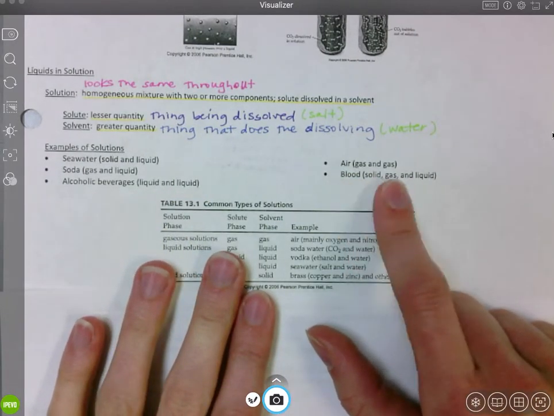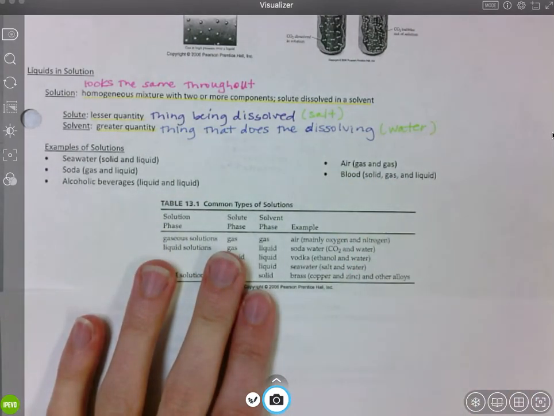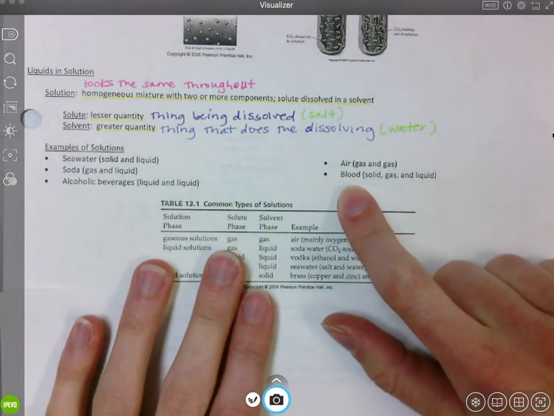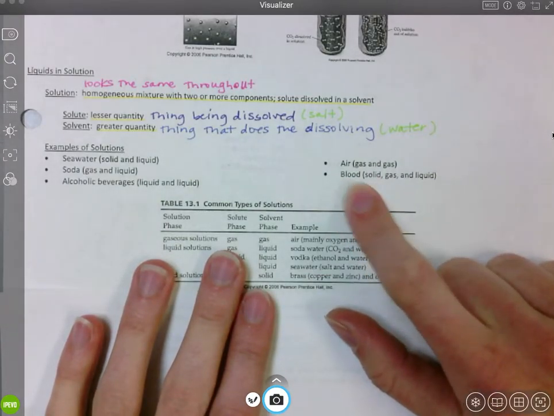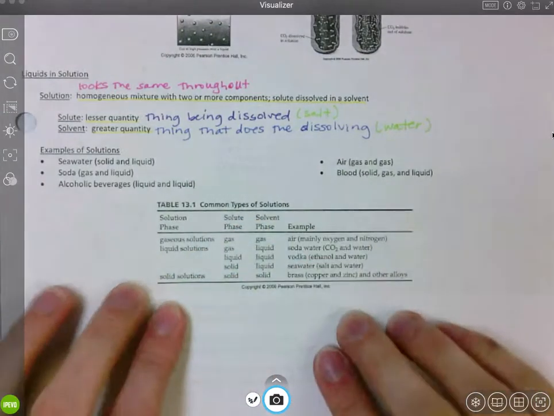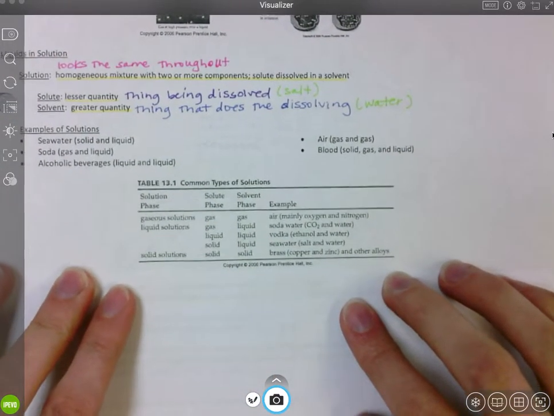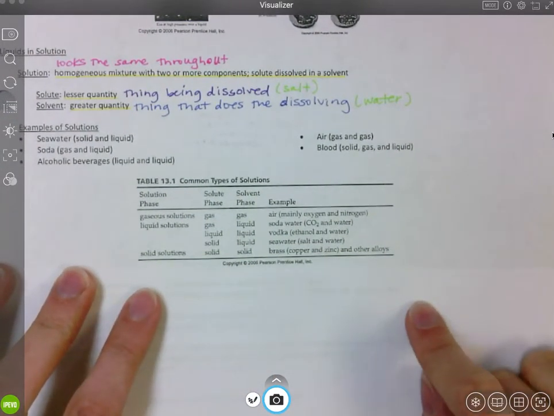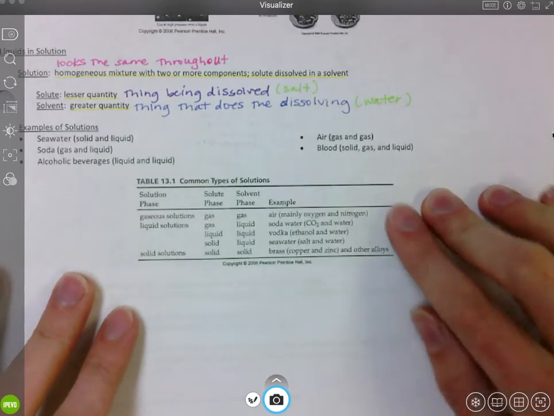Air, gases, so nitrogen, oxygen. We got a bunch of noble gases in really small amounts as well. Blood, we got solids, gases, and liquids. So we got all three there in that solution. And then in table 13.1, we have more examples if you want to look at those.